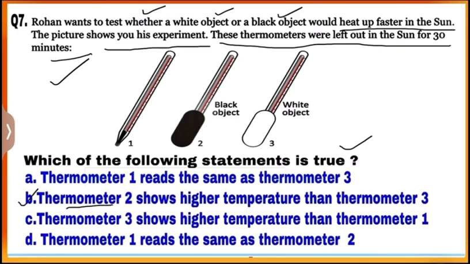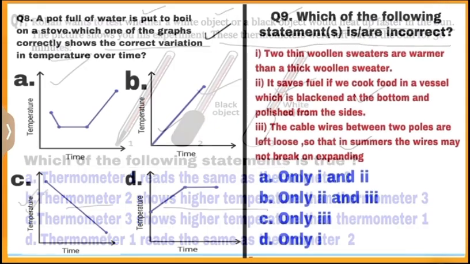Thermometer 2 shows higher temperature than thermometer 3 because thermometer 2 is covered with a black object and black color absorbs more heat than white objects. So here answer is B option.